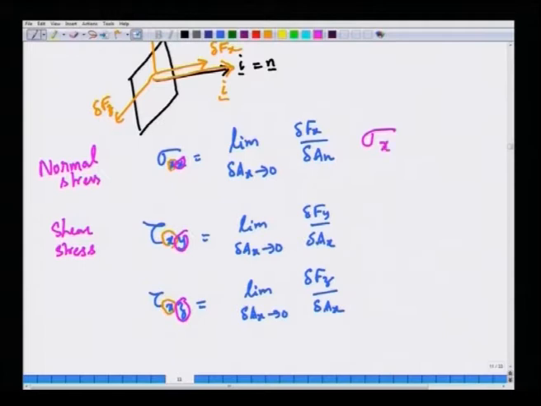So, sigma x x is the force per unit area acting on a surface whose unit normal is in the x direction and the force is in the x direction. Tau x y is the force in the y direction acting on a surface whose unit normal is in the x direction. Tau x z is the force that acts in the z direction on a surface whose unit normal is in the plus x direction. So, there are two subscripts associated with the stresses.